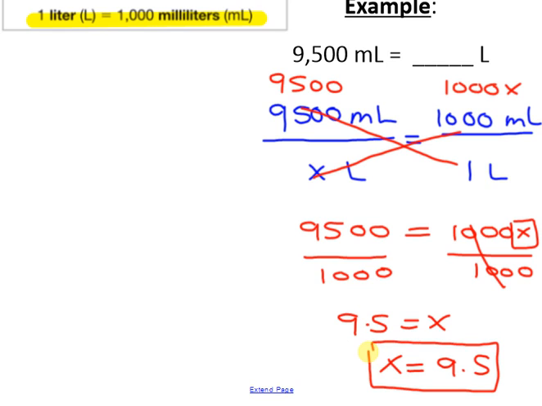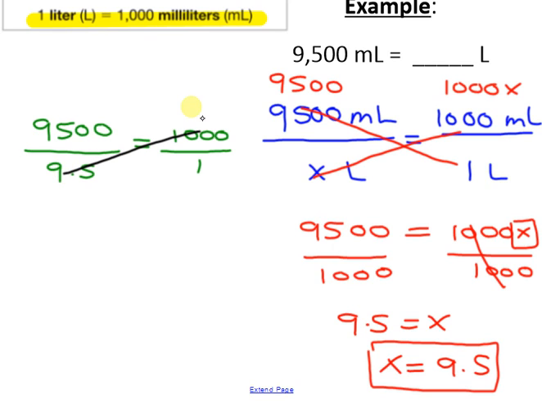And it's always a good idea to check your proportion. So 9,500 over 9.5 equals 1,000 over 1. Cross multiply. 9.5 times 1,000 is 9,500. 9,500 times 1 is 9,500. That works out. So 9,500 milliliters equals 9.5 liters.